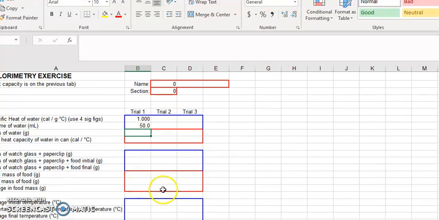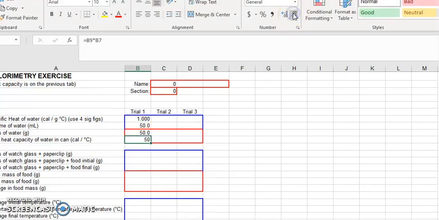So the mass of water, because the density of water is 1 gram per milliliter, the mass of water is also 50. So heat capacity, that's your big C, is mass times specific heat. So mass times specific heat.